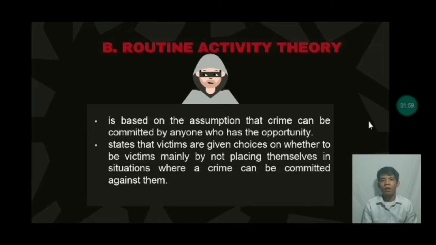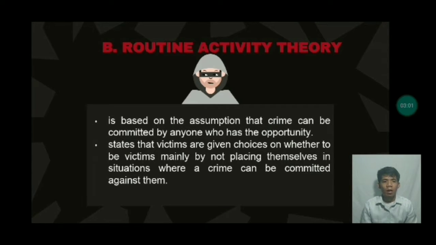And also we have routine activity theory. It is based on the assumption that crime can be committed by anyone who has the opportunity. It also states that victims are given choices on whether to be a victim mainly by not placing themselves in the situation where a crime can be committed against them. So this theory is a result of people's everyday behavior. This theory says that in order for crime to occur, there are three elements that must be present. The first is a motivated offender, the second is a suitable target, and the last one is the absence of a capable guardian. If these three elements come together, the crime will occur.